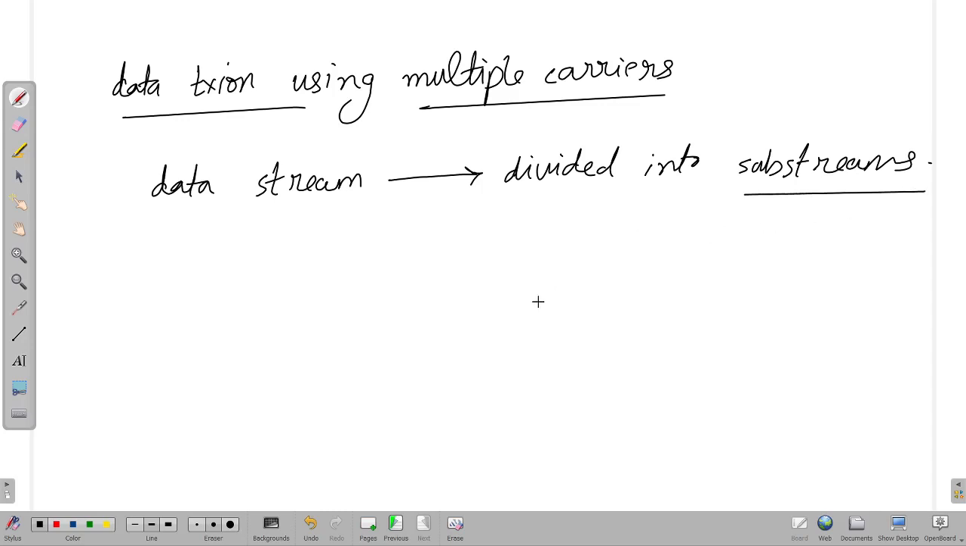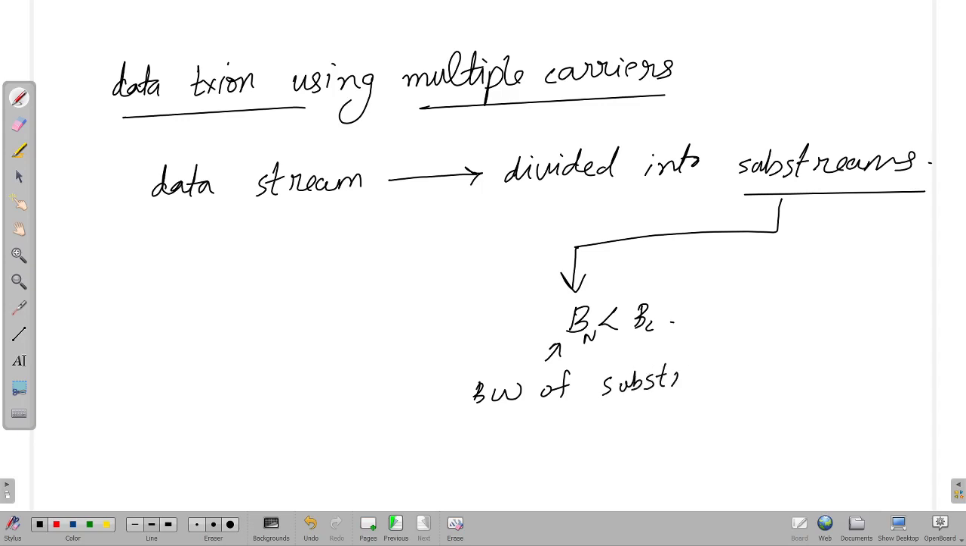And how are these substreams chosen? You can say it in terms of bandwidths. The substreams are chosen in such a way that the bandwidth of each substream is less than the coherence bandwidth. If I call the bandwidth of a substream Bn, then the bandwidth of the substream is less than the coherence bandwidth of the channel.